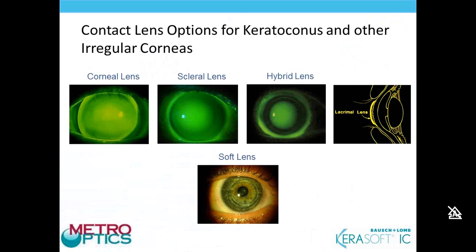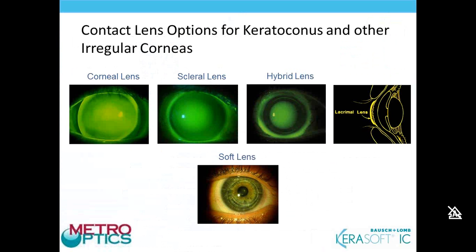And underneath the rigid surface, the space between the irregular cornea and the back surface of the lens is filled either with the patient's own tears, in the case of corneal lenses and hybrid lenses, or they're filled with supplemental preservative-free artificial tears or saline, like in the case of scleral lens.